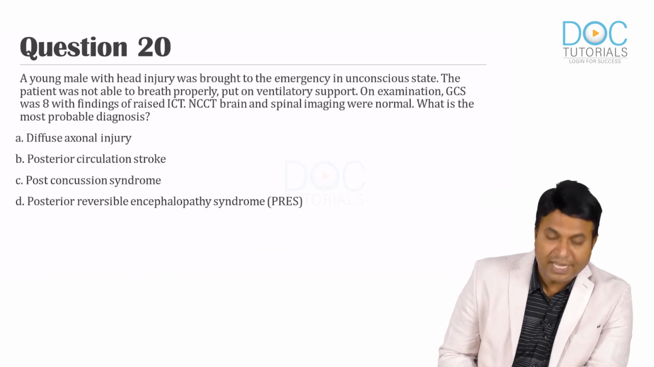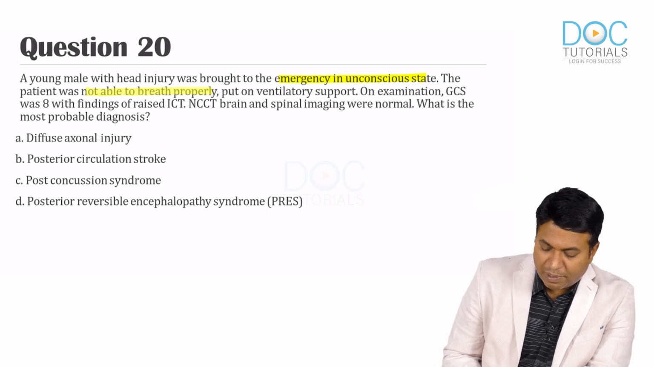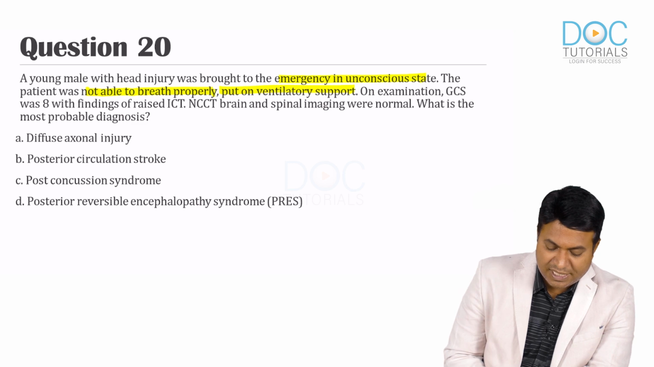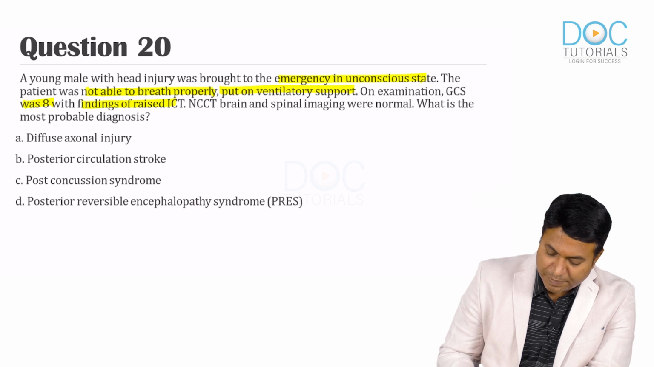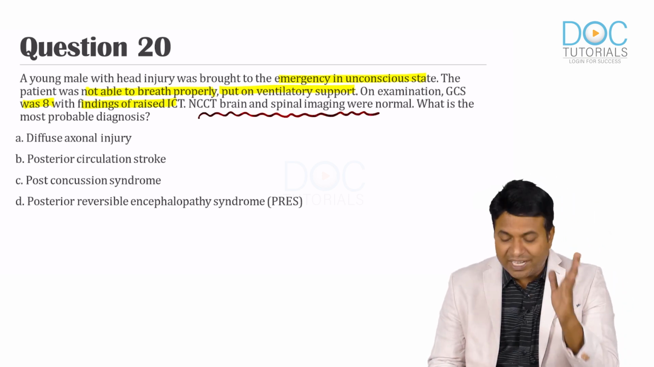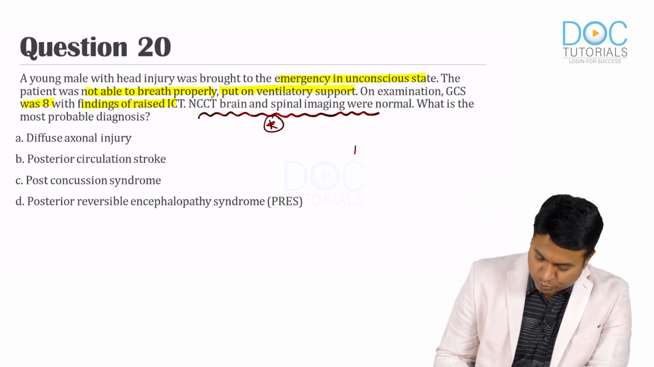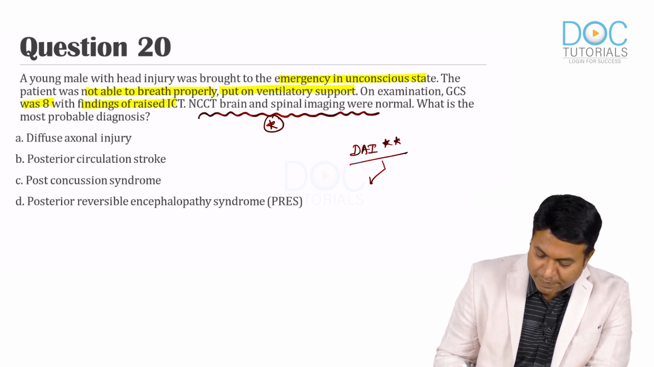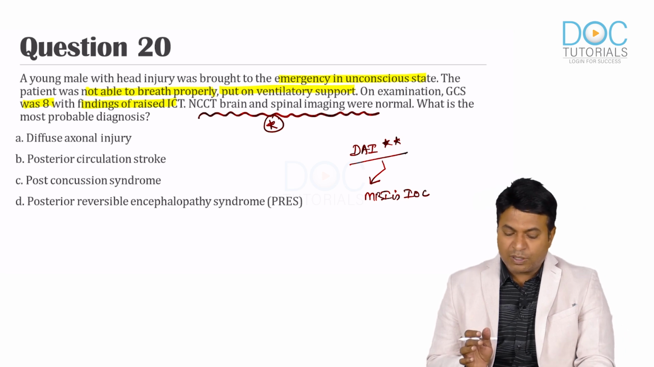Okay. So, a young male with a head injury was brought to emergency in an unconscious state. Patient was not able to breathe properly but was put on ventilator support. GCS was only 8 and he is having findings of raised intracranial pressure. NCCT and spinal imaging were normal. So, whenever you see a patient with a head injury and non-contrast CT scan of brain is normal, you should think of DAI, diffuse axonal injury. MRI is the investigation of choice for this. For diffuse axonal injury, CT scan cannot diagnose the finding. It is diagnosed by MRI.